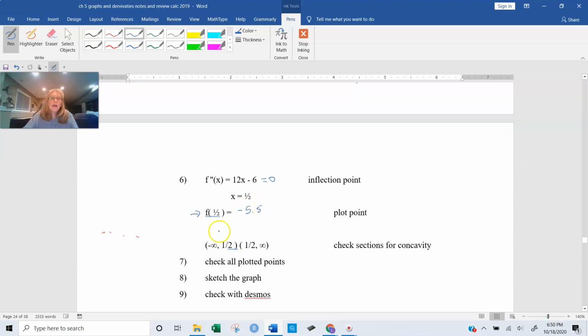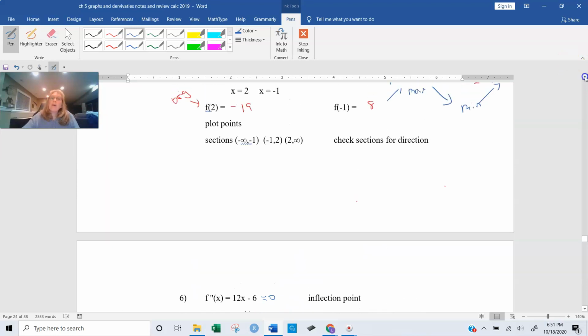Okay, as a check, we plug this onto the number line to see. So let's plug in 0 and 1. When we plug in 0, this is negative. That means it is concave down. And when we plug in the 1, this is positive. So it is concave up, which matches what we already have. So now let's graph 1/2, negative 5.5.